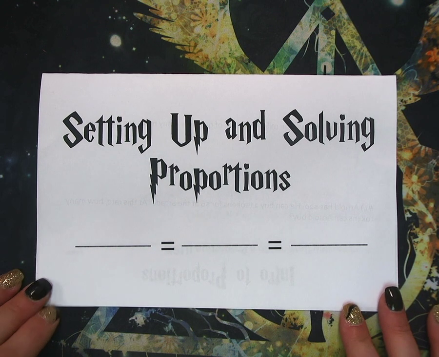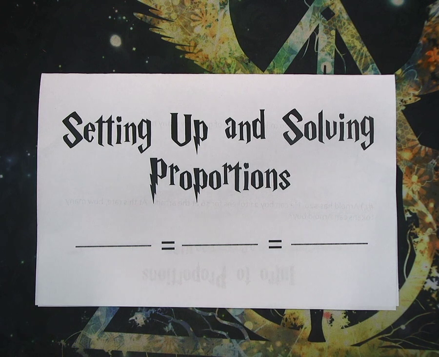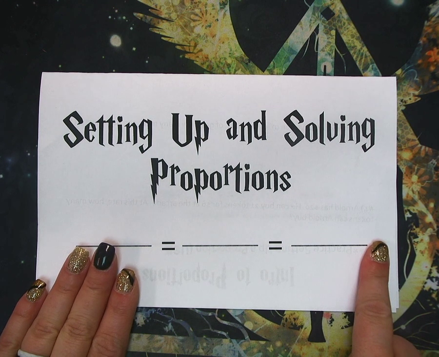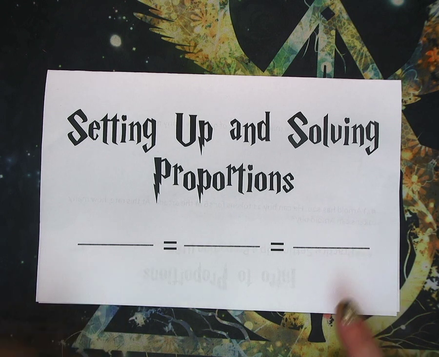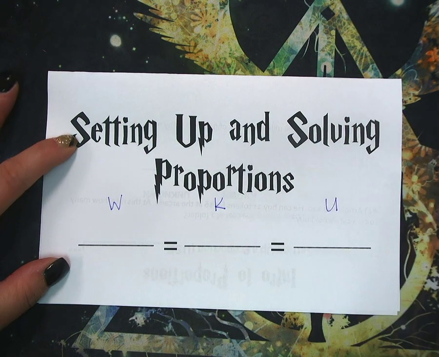Today we are going to continue talking about setting up and solving proportions. The only difference is now our proportions will not have percents. So we're going to talk about what a proportion will look like when there is not a percent over 100 involved. We are going to use 3 lines for these proportions, and we're going to use the rule called WKU, okay? So it goes in order, WKU.